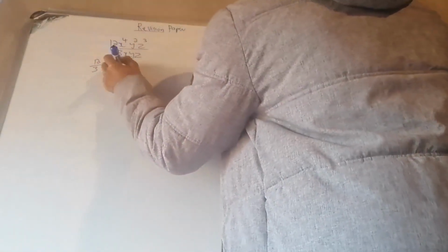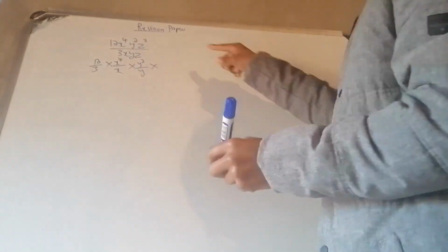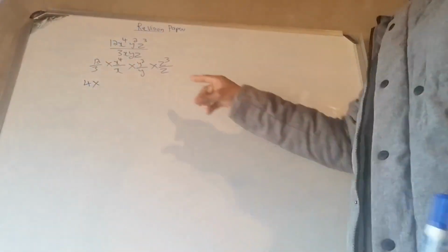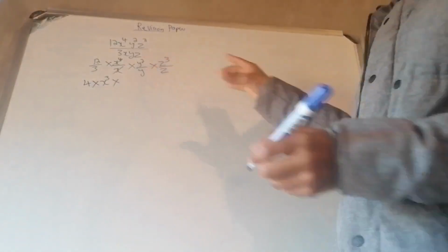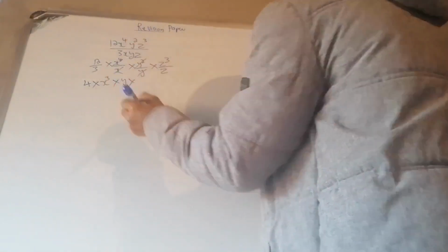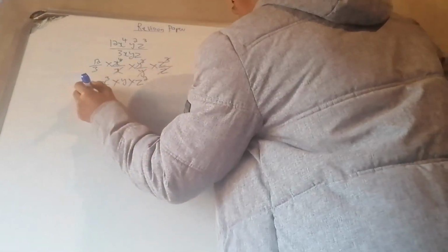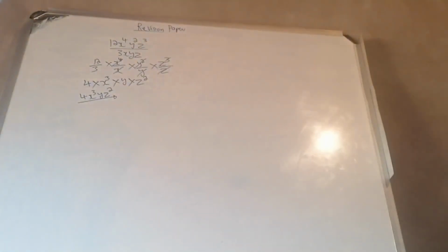We start with the numbers: 12 divided by 3. Then we divide the variables: x to the power 4 divided by x, y squared divided by y, z cubed divided by z. Now, 12 divided by 3 is 4. For x, 4 minus 1 leaves 3. For y, 2 minus 1 leaves 1. For z, 3 minus 1 leaves 2. The answer is 4x cubed y z squared. And then you are done. You are fully done.